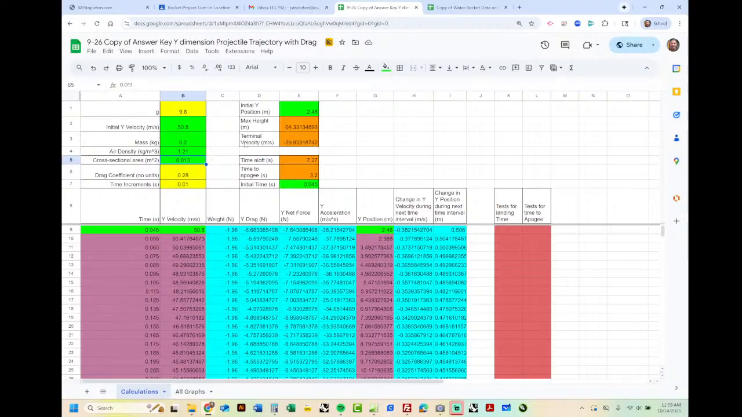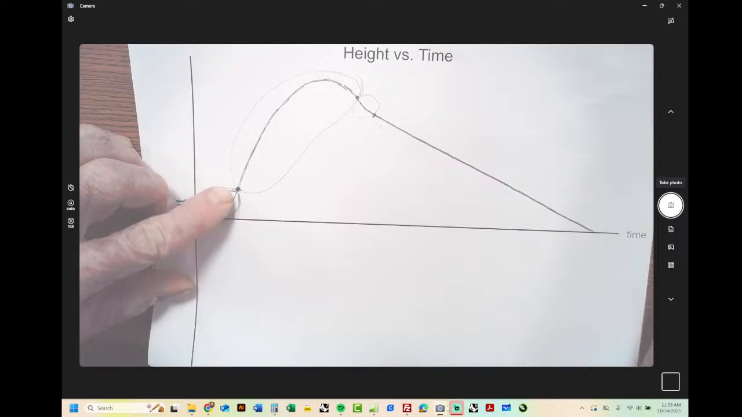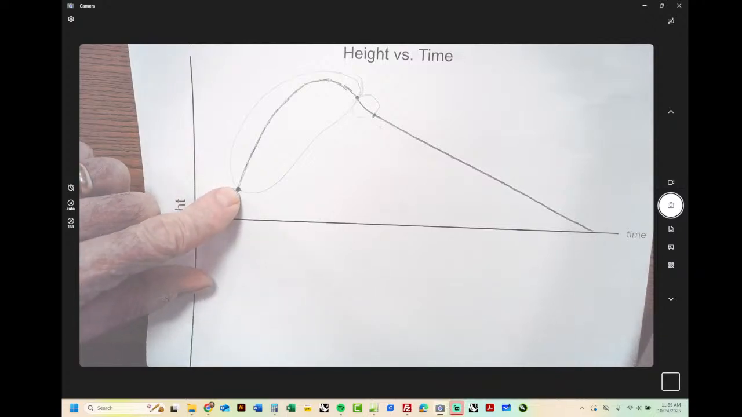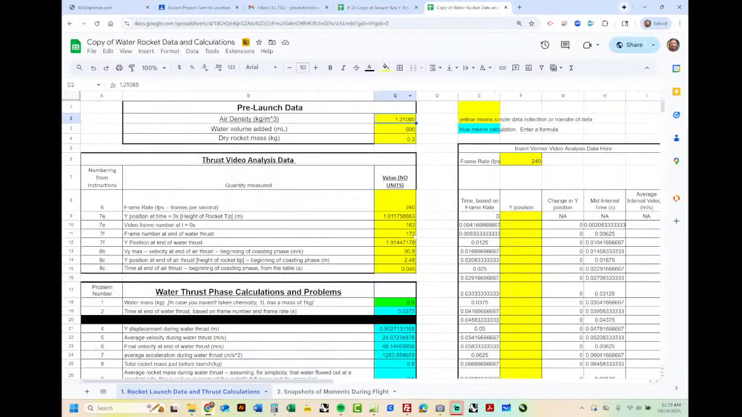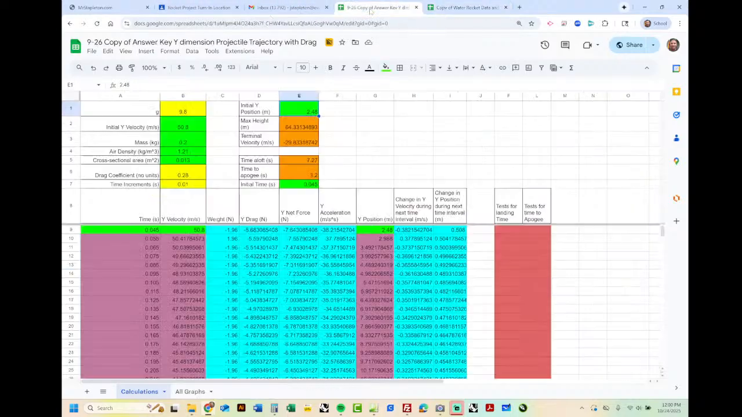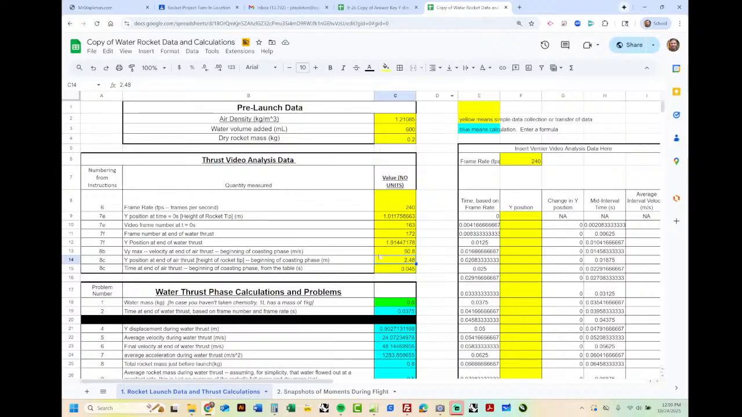So initial Y position, this 2.48, that's this height right here. And that comes from right there. So that's Y position at the end of air thrust. We got that from the slow motion video analysis. And an initial time, 0.045, that comes from right here. That's the time at the beginning of air thrust.